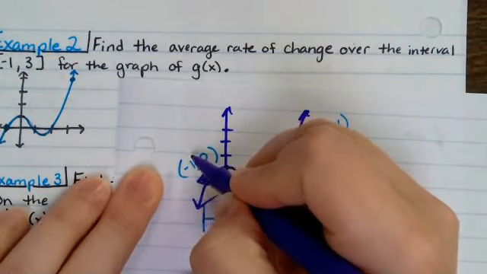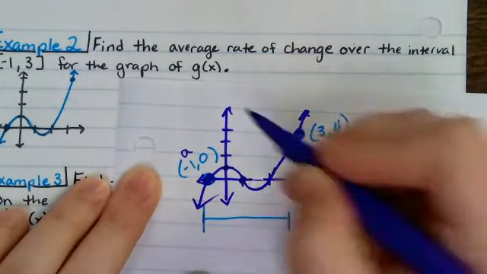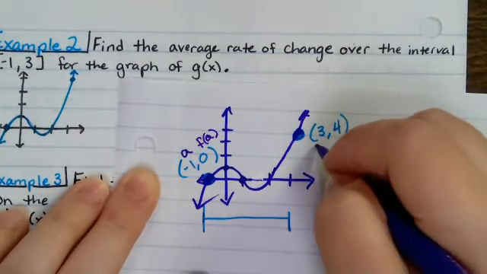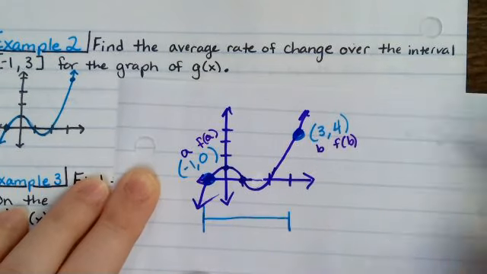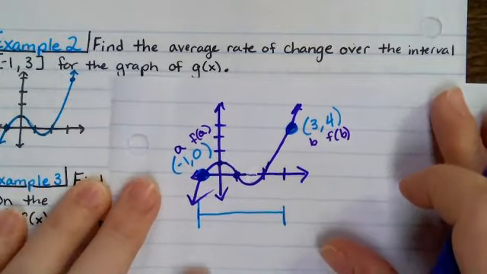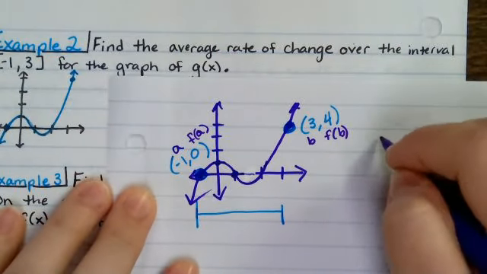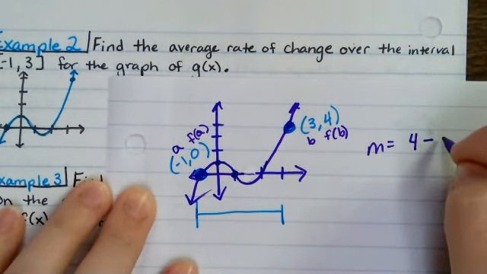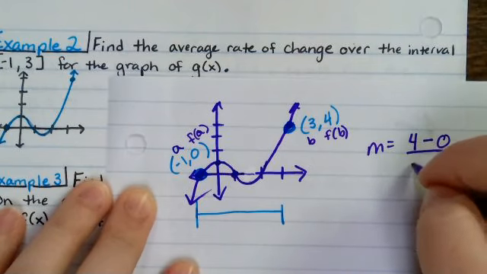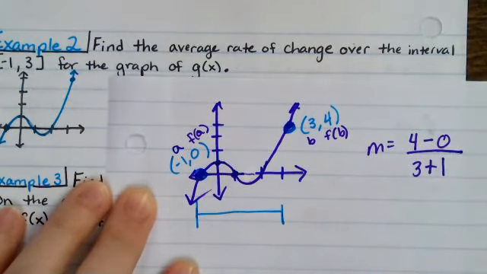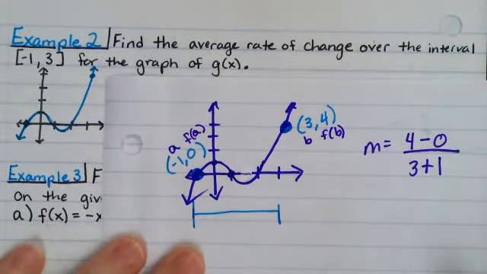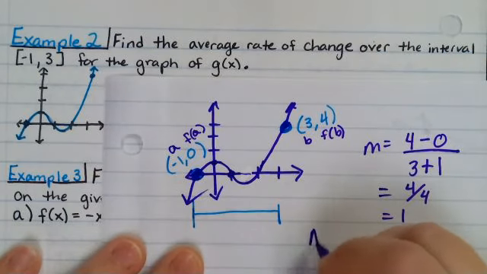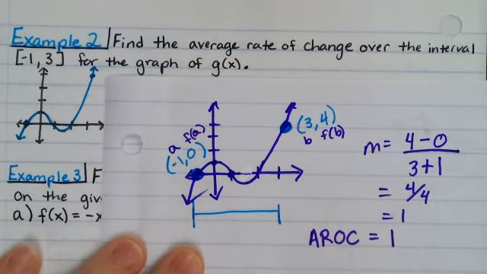I'm going to look at this as being my point A, and that would make this y value f of A. I'm going to look at this as being B, and this guy is f of B. So that we can plug it in and use that same notation. So what I'm going to have here is 4 minus 0 over 3 minus a negative 1. Minus negative, remember to change that to be plus. And then we just clean this thing up. We've got 4 over 4, which is just 1. So my average rate of change is 1.